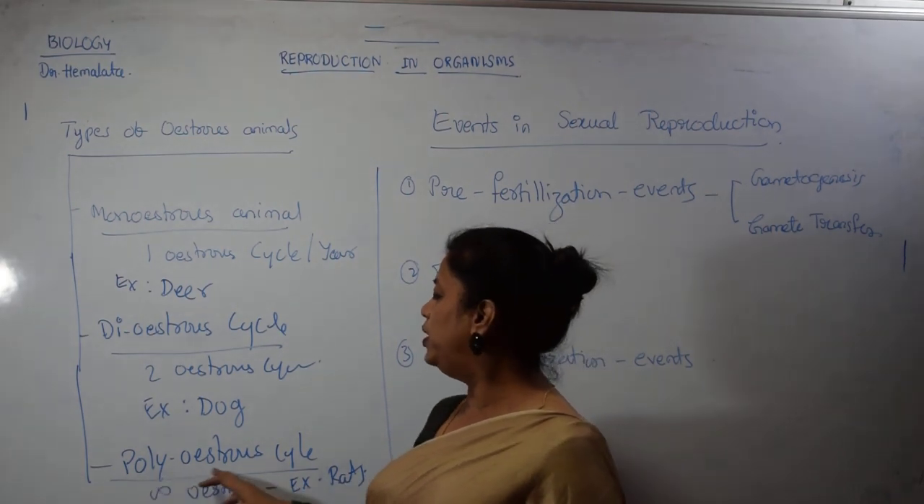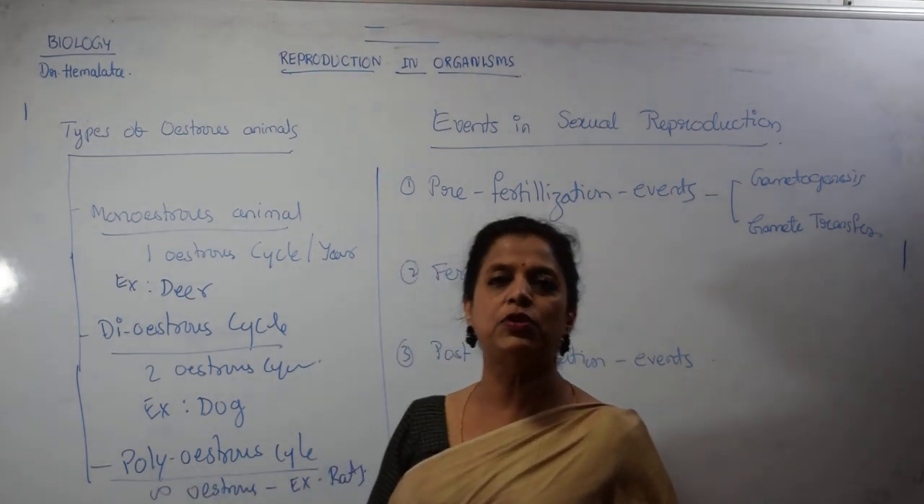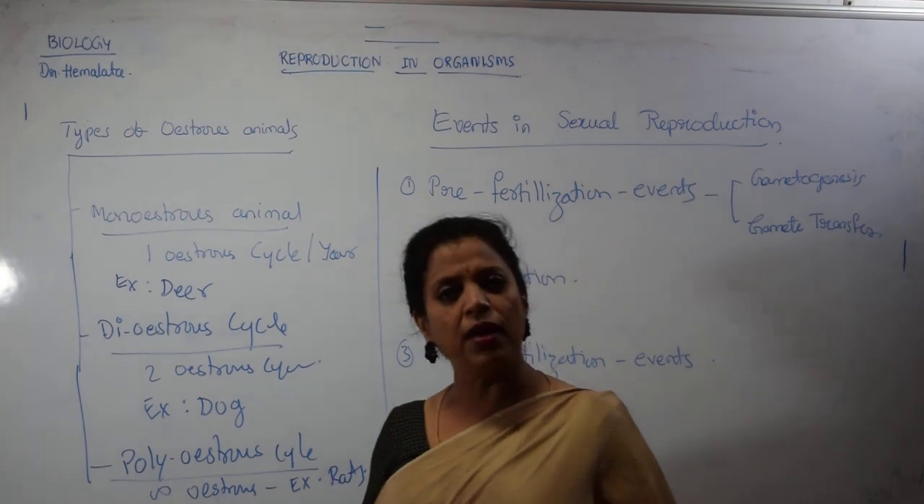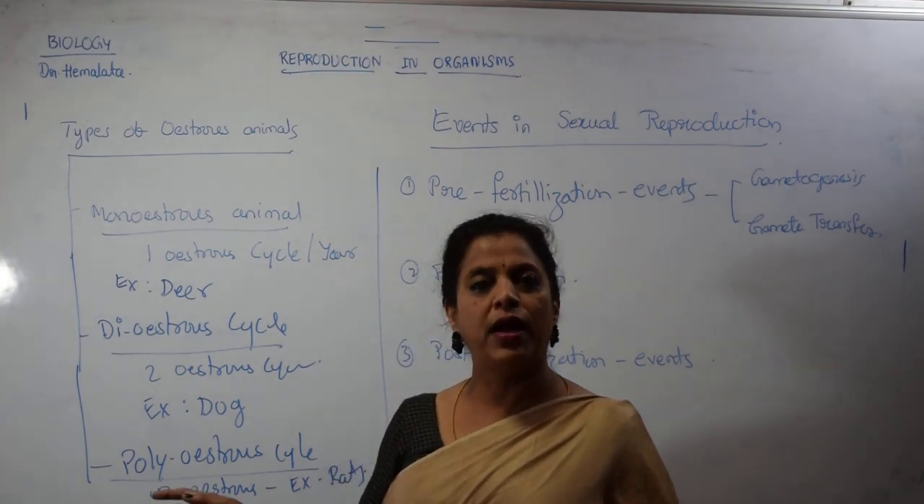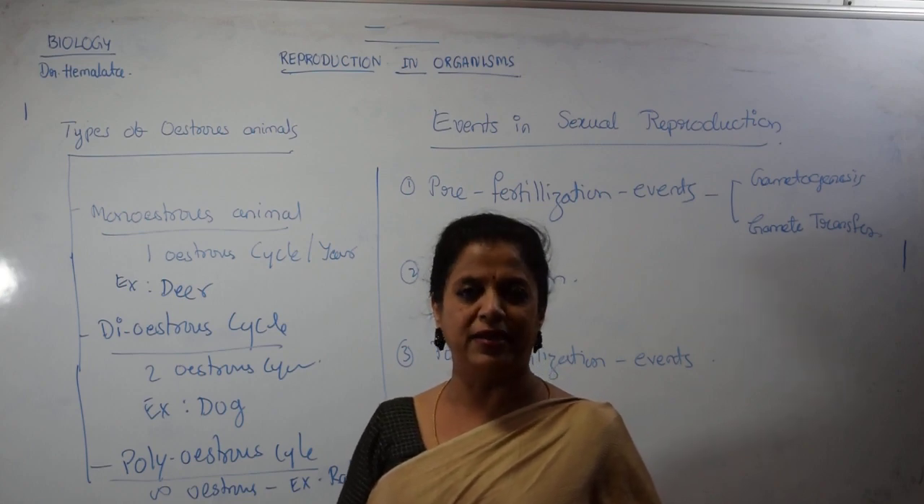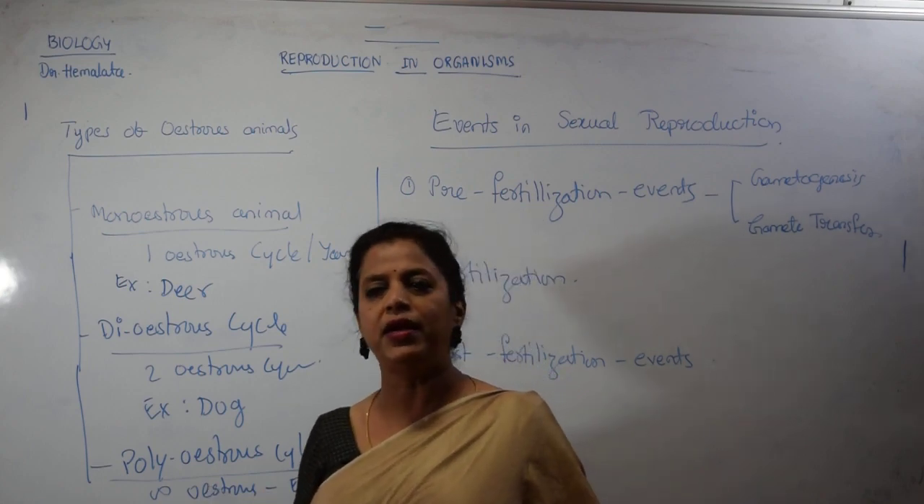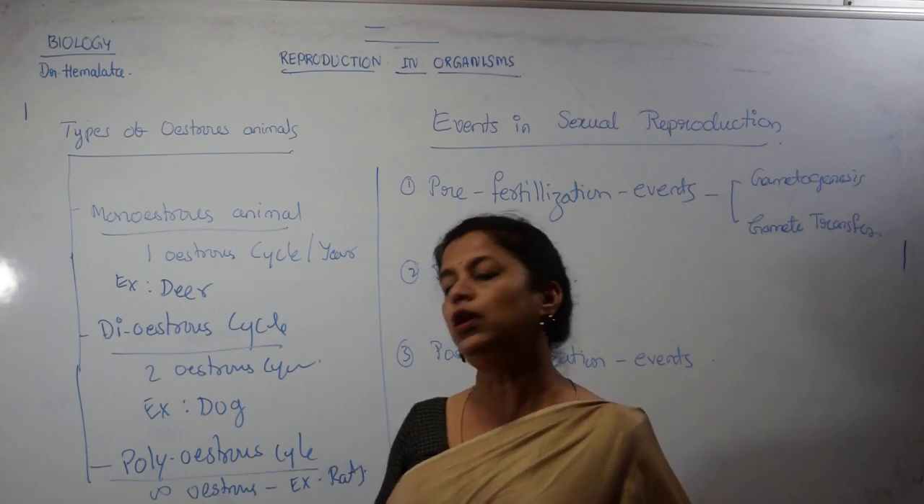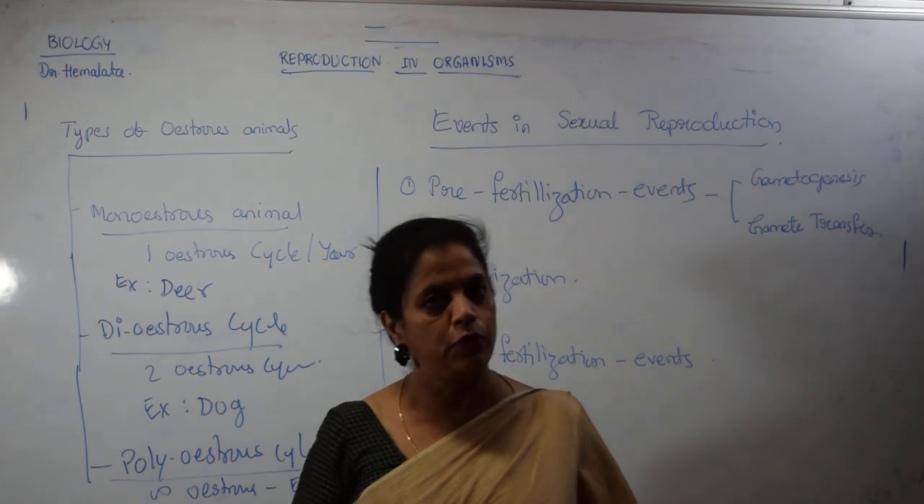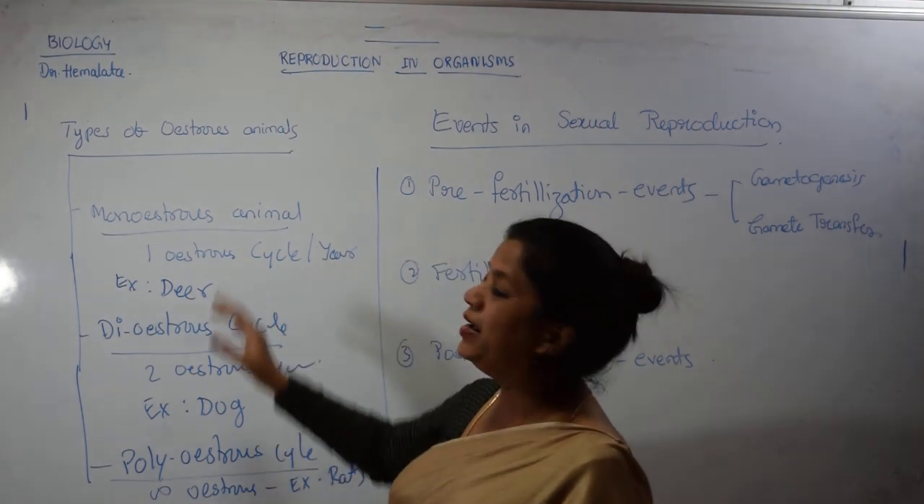Then third one is polyestrus cycle, those organisms that undergo many estrus cycles in 1 year, like the mouse or the rat, right? They will be continuously, therefore if one rat is there, within no time it can produce a lot of offsprings because it will be continuously undergoing estrus cycle, continuously producing children, right? So this is about the estrus cycle.